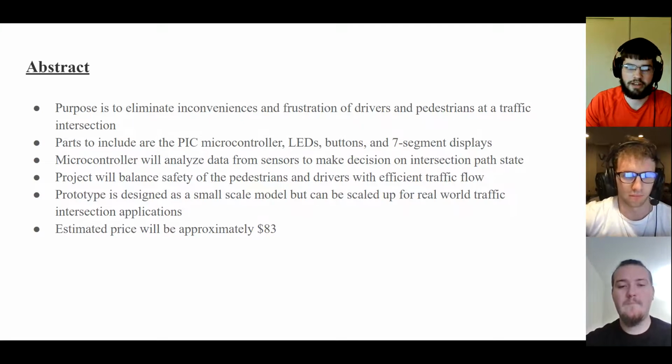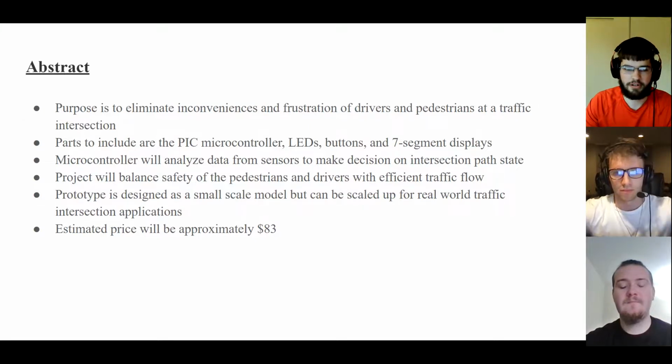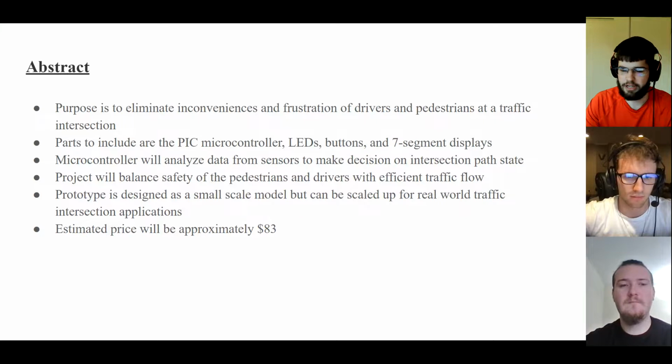We will be designing a prototype as a small scale model, but this could be scaled up for a real world application. And our estimated price will be about $83.